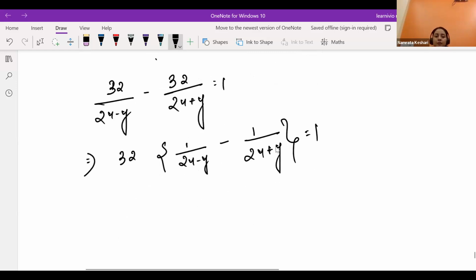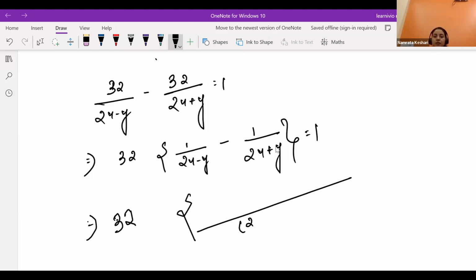We will have 32. The LCM will be 24 minus y in one bracket and 24 plus y in the other. Am I getting y equals 24? Let's check. Here the numerator will be 24 plus y, and here the numerator will be 24 minus y. If you open the bracket, it will be minus 24 plus y. I am writing it directly.